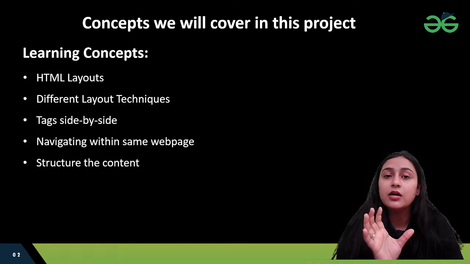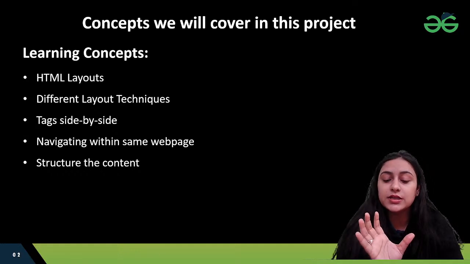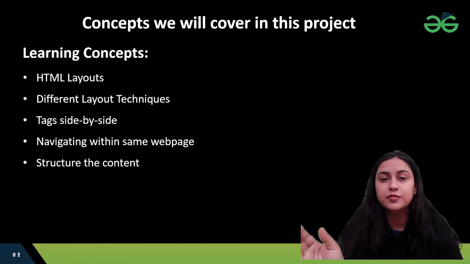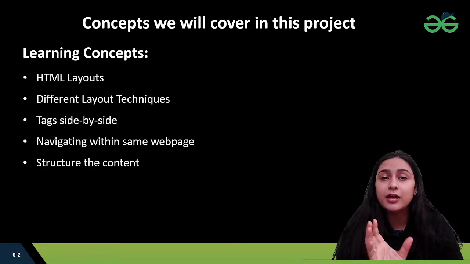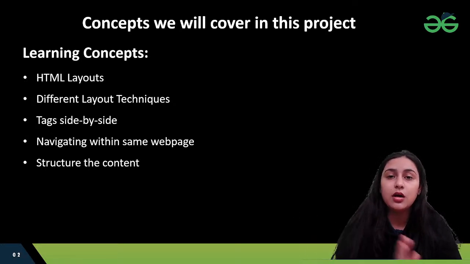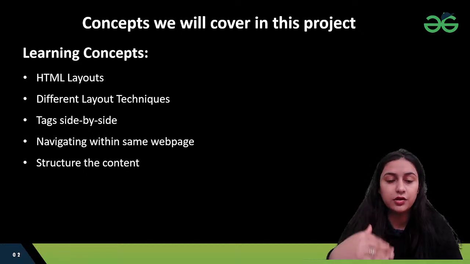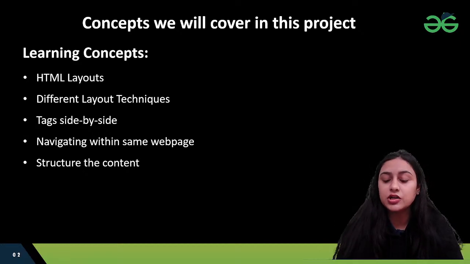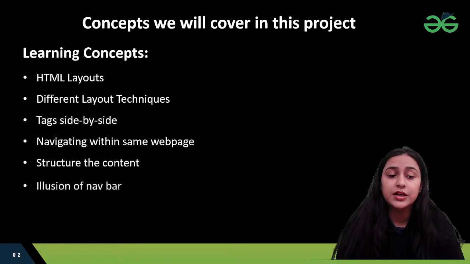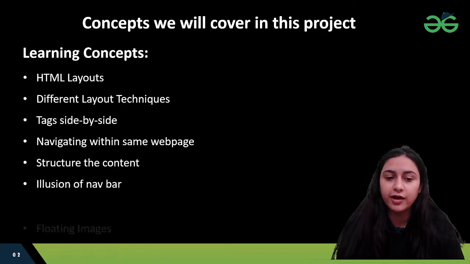Then after that, our structure is something like this: a paragraph and then the related picture, then in the next line a picture. Basically, alternate pictures and paragraphs are placed in every row. So that is the structure that we have given. Okay, so we are going to see how we can structure the content within a web page. Next is the illusion of a navbar. We are going to create a sort of navbar.